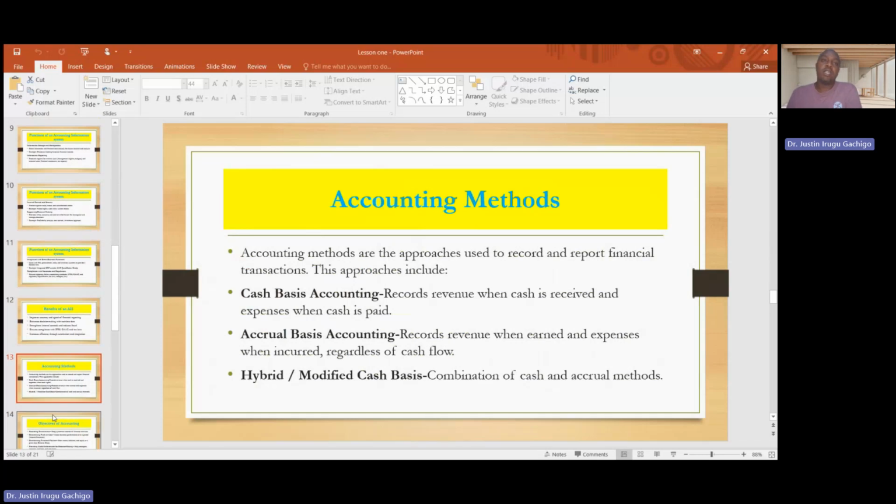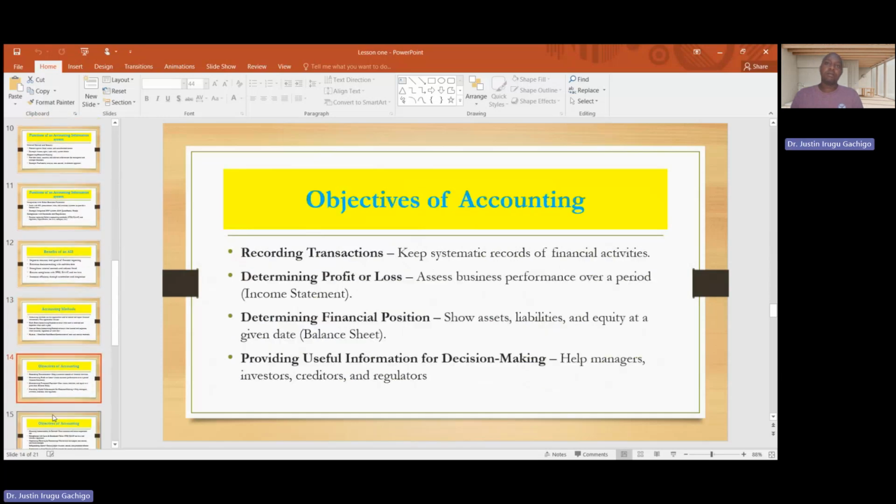So there are only those three: cash basis, that is, you record revenue when cash is received and expense when cash is paid. Then we have the accrual basis. This one you record revenue when earned and expense when incurred. And then we have the hybrid or modified cash basis. And this is a combination of cash and accrual method.